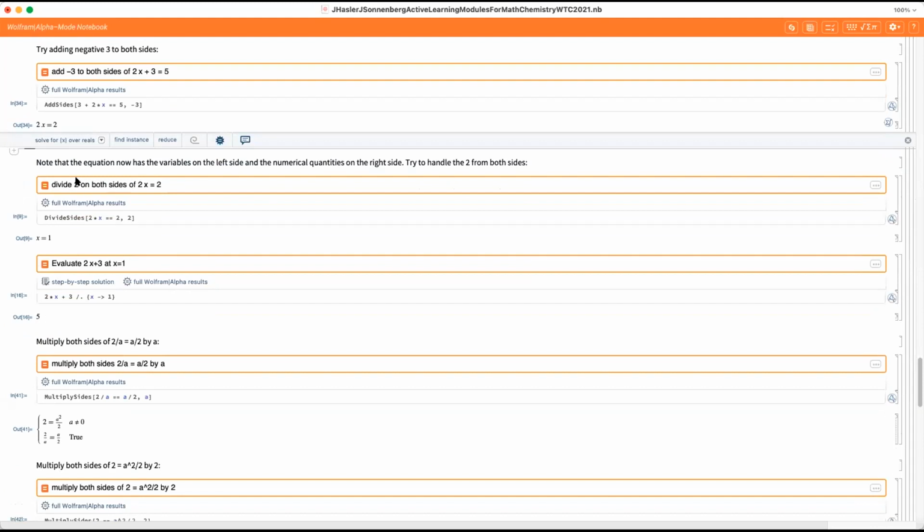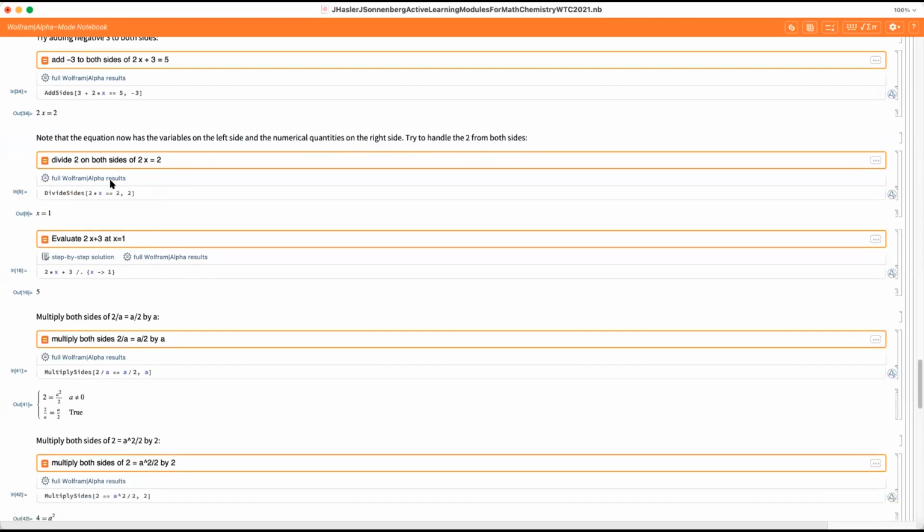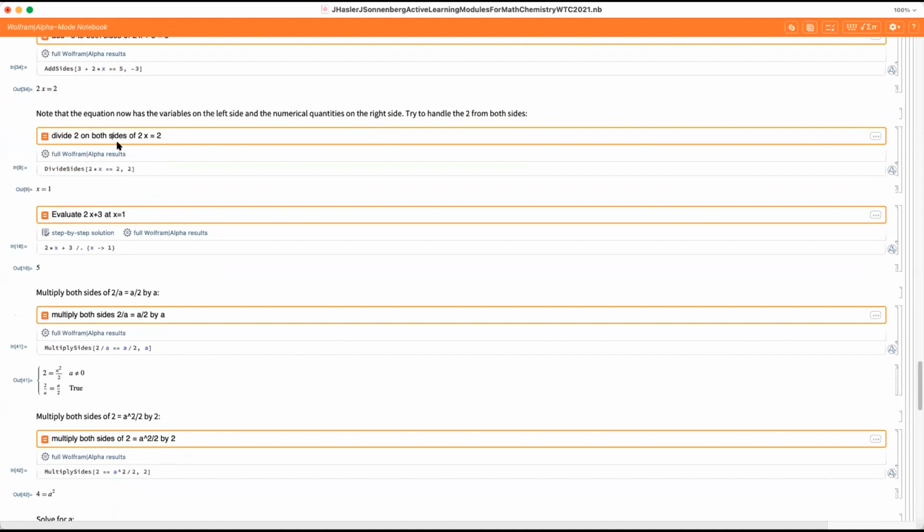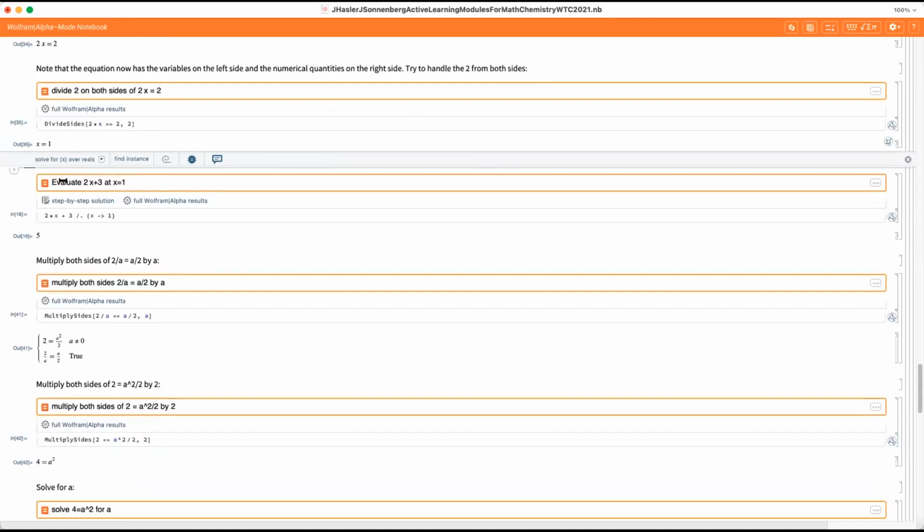And then the students can explore, well, what would happen if I multiplied both sides by the same number? Is that going to make things simpler or not? The key point here is we're trying to solve for a particular value of x. Now that we have 2x equals 2, we could try dividing both sides by something to get the x variable on one side and the numeric values on the other side. So if we divided both sides by 2, the Wolfram Language function here can do that, and we get x equals 1.